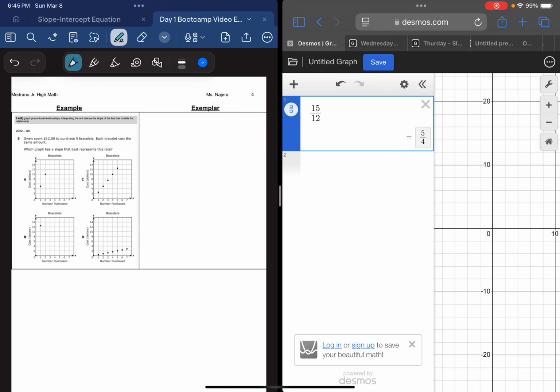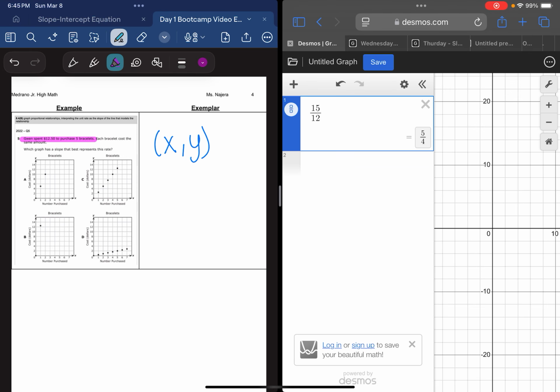Next question says, Gwen spent $12.50 to purchase 5 bracelets. Each bracelet costs the same amount. Which graph has the slope that best represents this rate? So same situation here. It's a proportional relationship. We want to find the graph that matches this relationship. So we need to find which of these are X and Y.